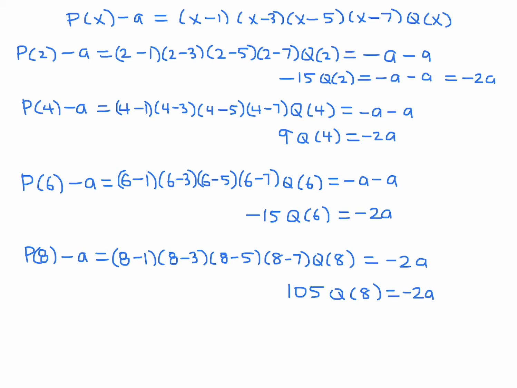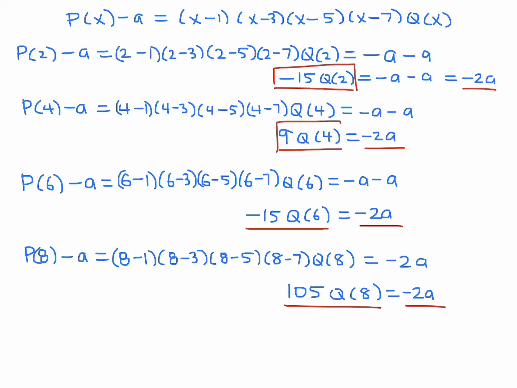All right. So what did we get here? We have a whole bunch of formulas. We got the first one, which is minus 15q2 is equal to minus 2a. Then we got 9q4 is equal to minus 2a. Minus 15q6 is equal to minus 2a. And 105q8 is equal to minus 2a. So all of these are equivalent. Now, for all of those to be equivalent, that means that these guys are all equivalent. Correct?